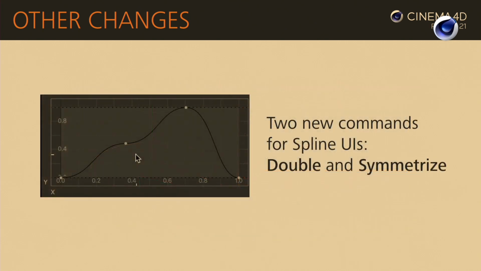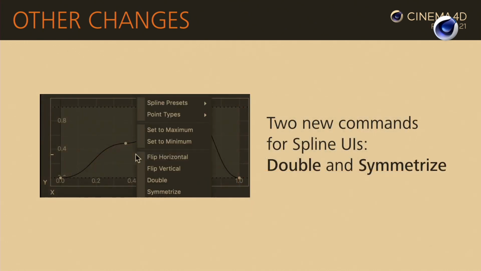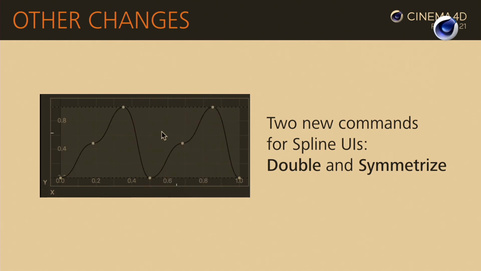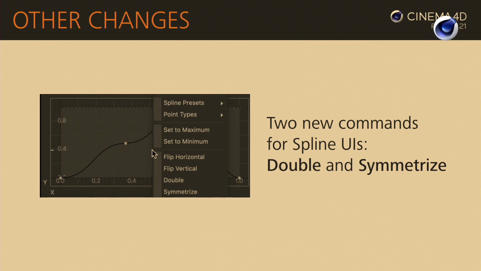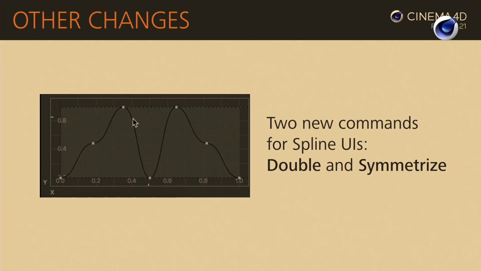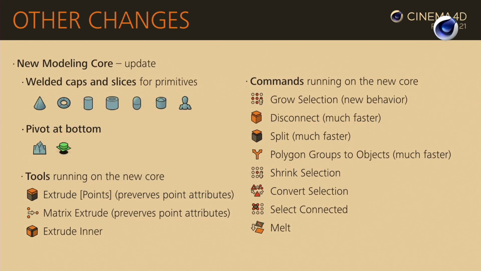Yeah, and the spline UIs have two new functions, double and symmetrize. Double just doubles the shape you just created. And symmetrize does the same. It doubles it, but it mirrors it as well, yeah. The small things that make your life easier in your everyday Cinema 4D work.